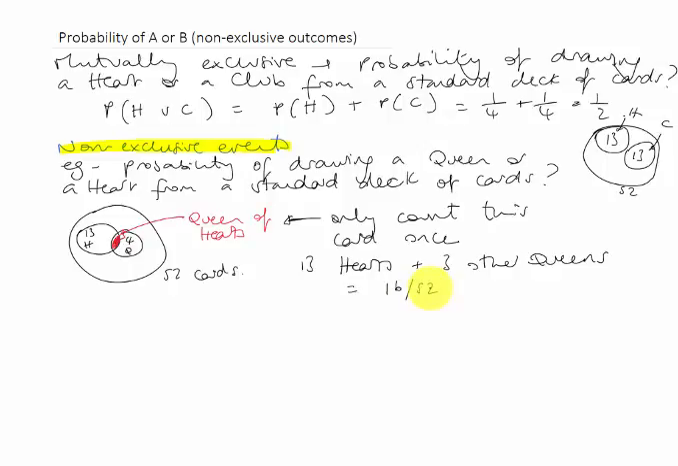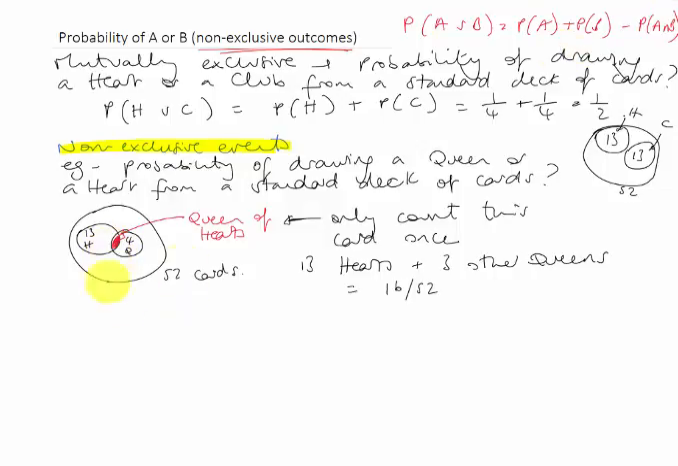So how would we do that with a formula? The formula for non-exclusive outcomes is that the probability of A or B is equal to the probability of A plus the probability of B, but then we've got to subtract the probability of A and B. So that's what we're doing here by not counting the Queen of Hearts twice.